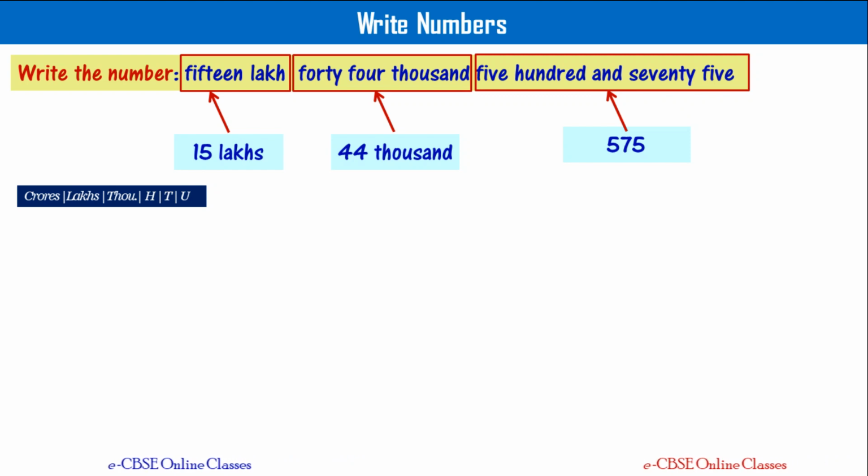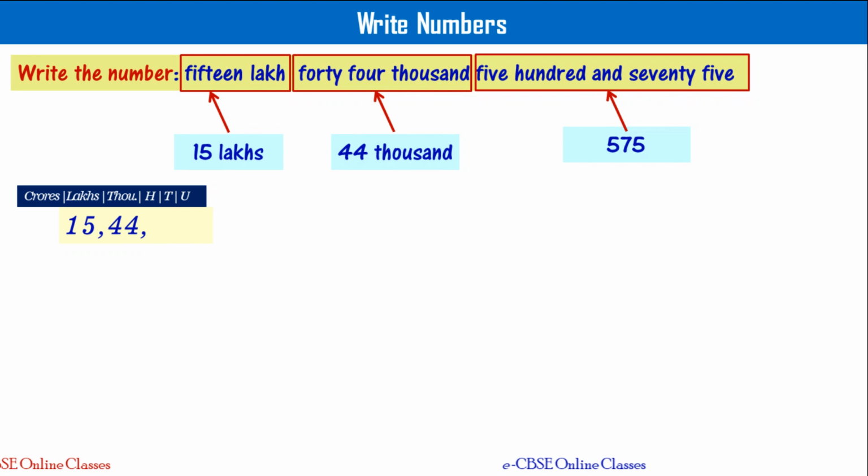As per the given text, we have 15 lakhs. It means let's write 15 in the lakhs group and put a comma there. And for the thousands group, we have to write 44 because we were given 44,000. And for the ones group, we are given 575. Let's write that.